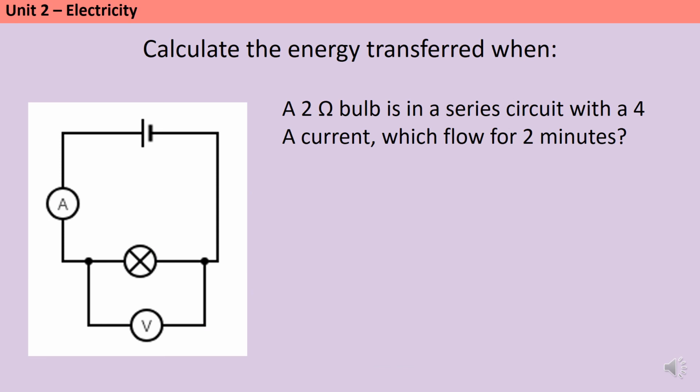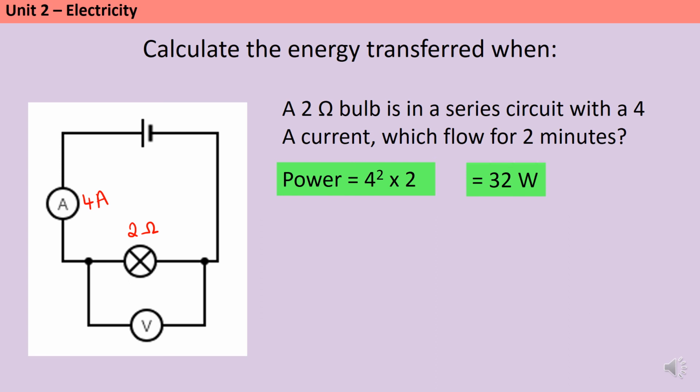I can put these equations together in extended calculations even when I haven't been told the power rating of a particular appliance. Here we have a 2 ohm bulb which is in a series circuit where a 4 amp current is flowing. I can use those 2 pieces of information to work out the power rating of the bulb. Power is current squared times resistance, so 4 squared times 2, which gives a power rating of 32 watts.